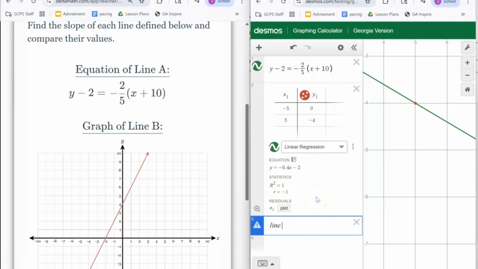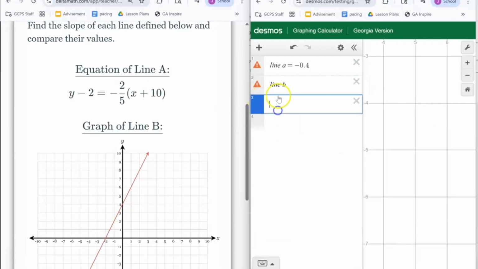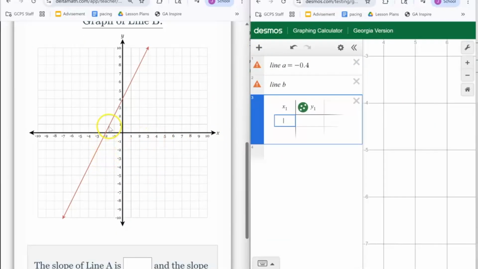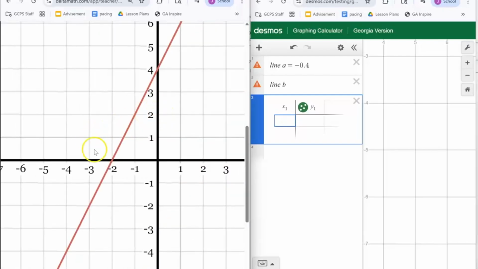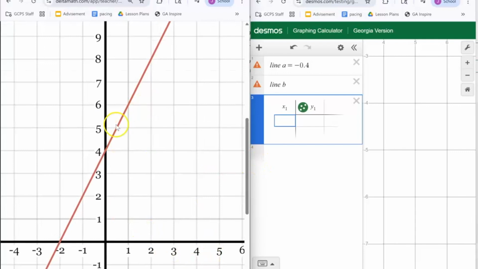So for line A, my slope is negative 0.4. For line B, okay, so again, I'm looking for a table so I can see what the equation is, and I just need 2 points, 2 corners. So if it crosses the x and the y, of course, pick that, but I want to make sure that I'm teaching you how to get these points.